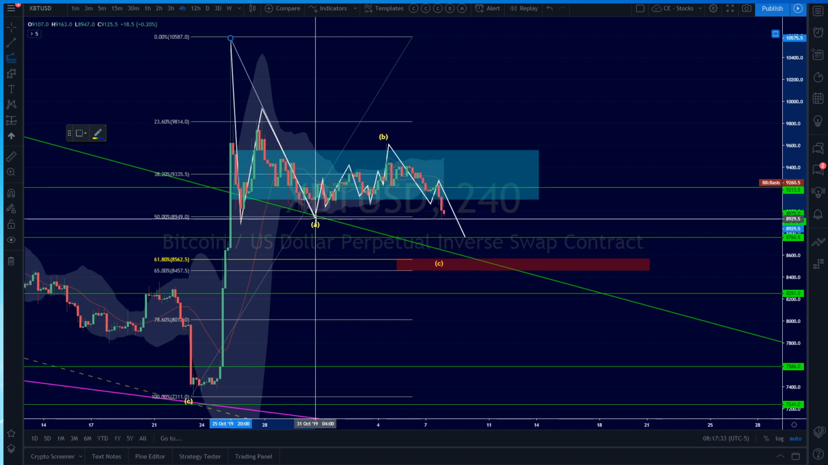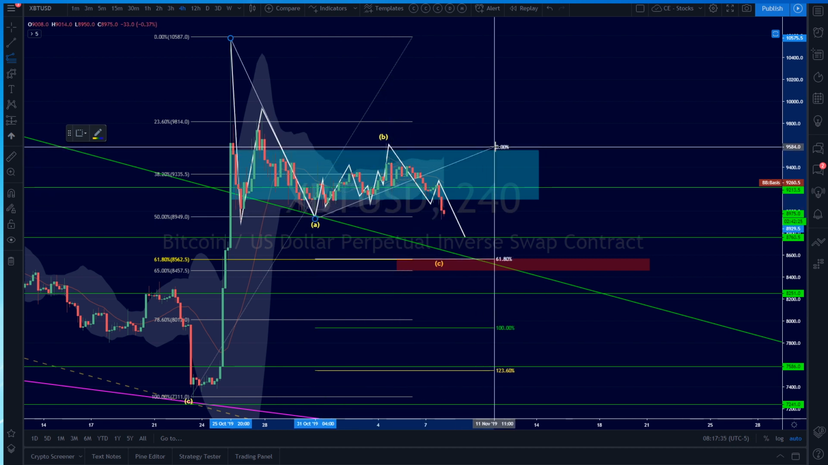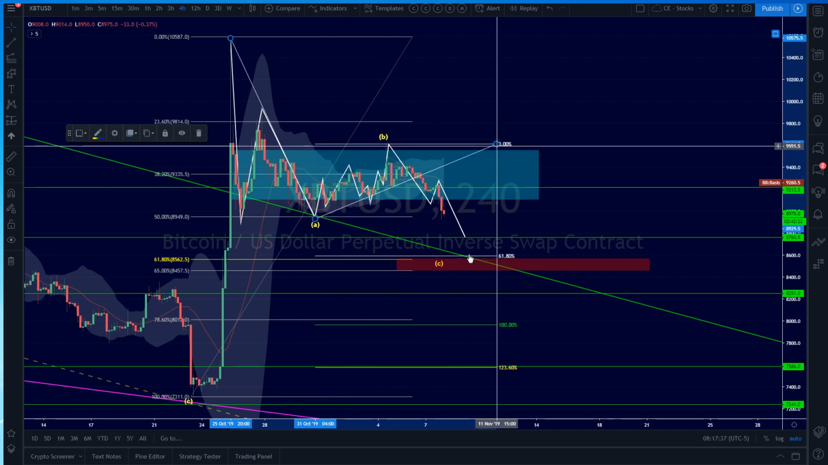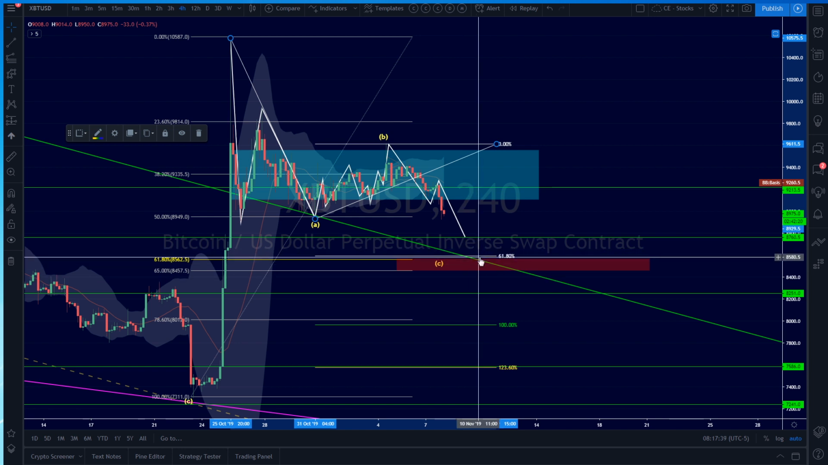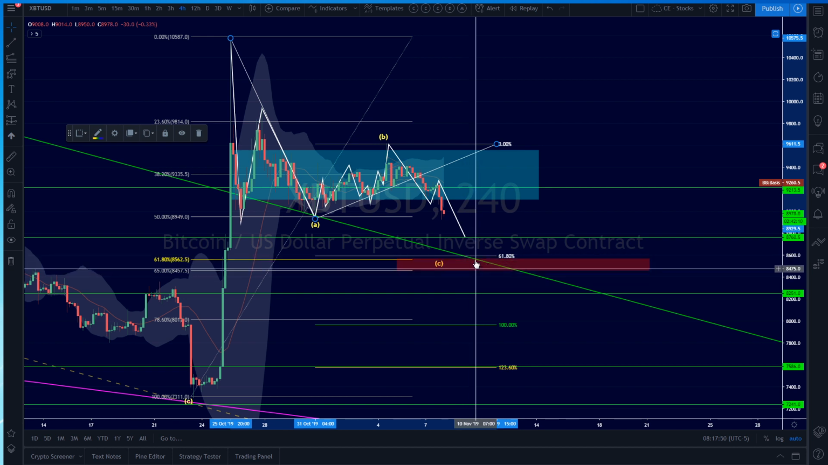So if we do come down here to an A, and then we go up there to that B, let's just get that right. Our 618, which is our first target for an ABC correction, is sitting right there at 8600, 8800. So honestly, it would not surprise me for us to come down here.